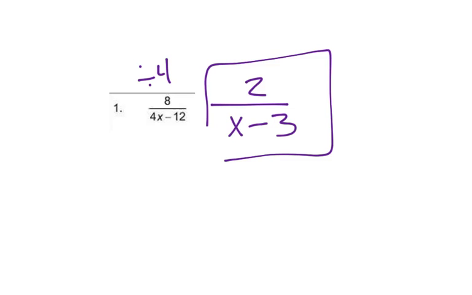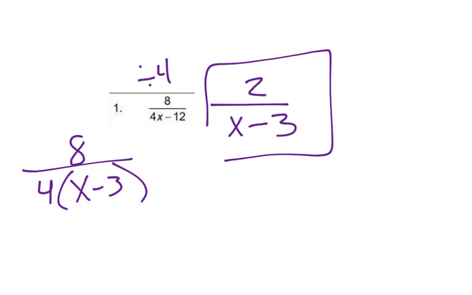That's your answer. Another way to do it, if it makes you feel better, 8 over 4x minus 12, you can pull out a 4, and it leaves you x minus 3. Your 4 and 8 cancel and leave you a 2. Same answer, different way of getting it. I like the first way better, but you can do it either way.